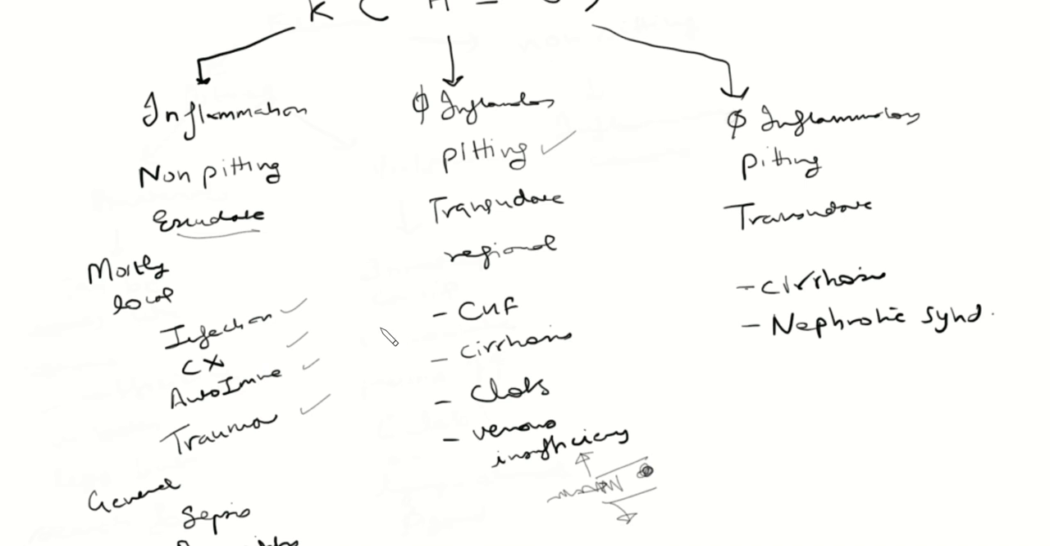Gotcha. What about CHF? What's the issue? My heart doesn't pump, so I have a backup of the blood. These veins are engorged with blood and they leak out. What about venous insufficiency? These veins, their valves are not doing well. Again, hydrostatic force.